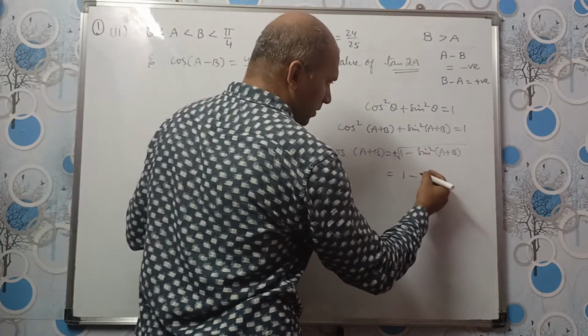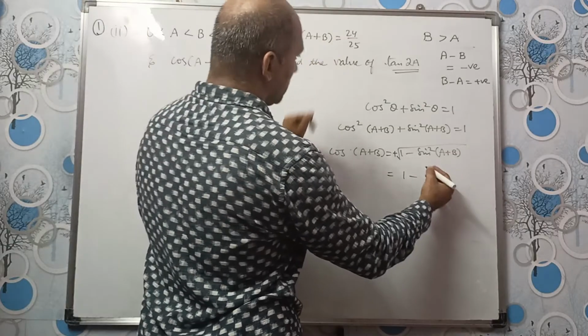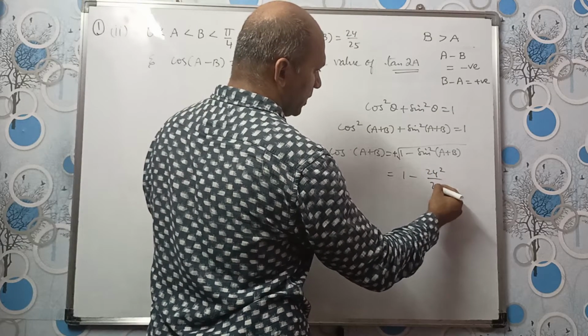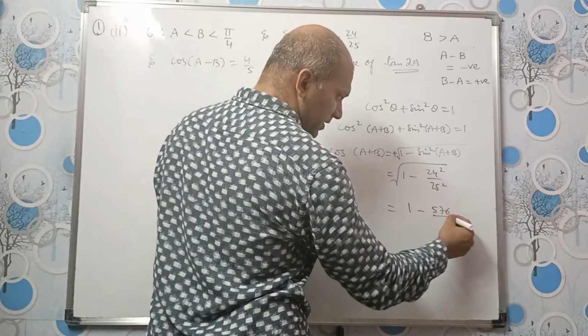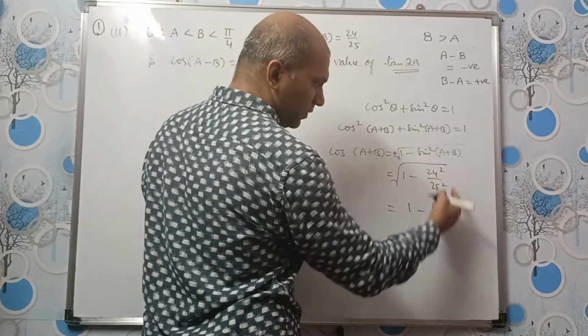So this is 1 minus, what is sin square? This is the square root of 24 square by 25 square. So this is 1 minus 576 divided by 625. 24 square, 25 square.